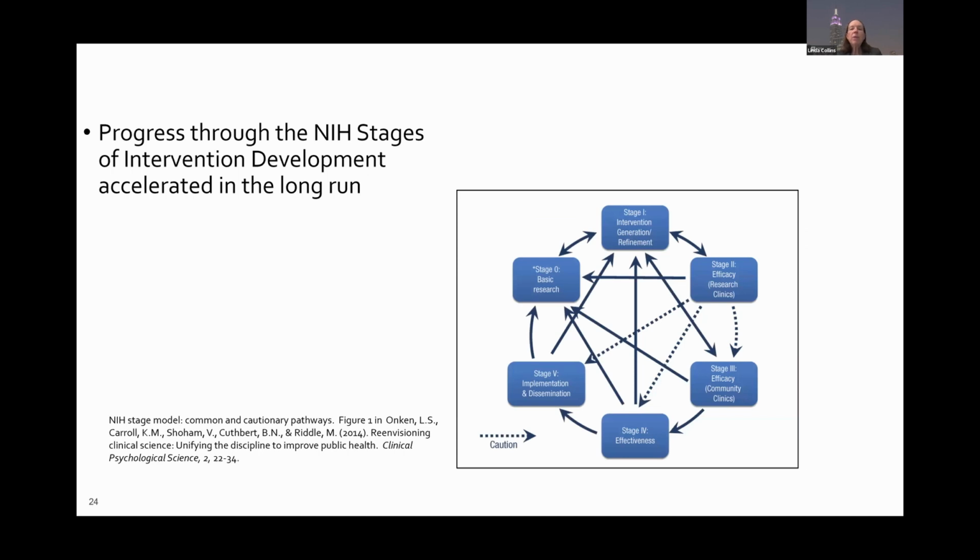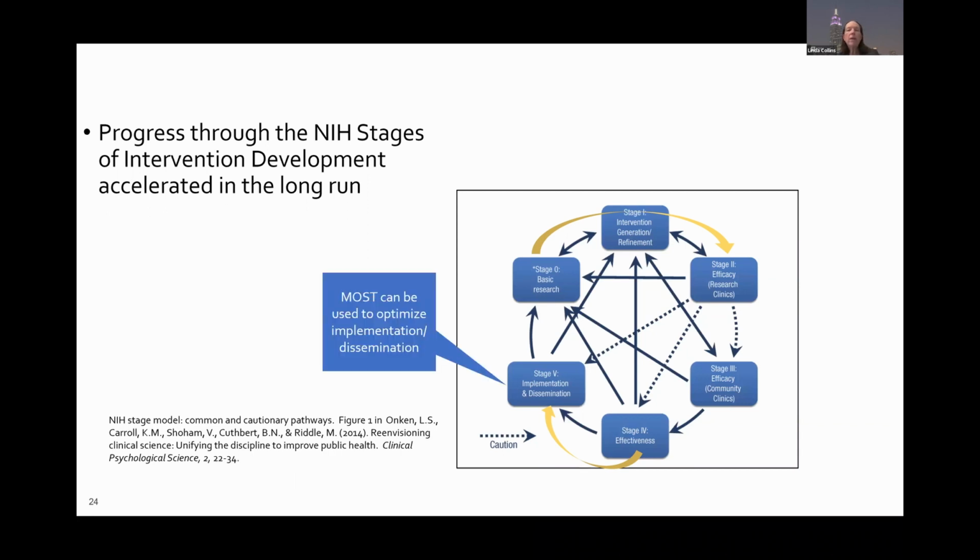I would say the progress through the NIH stages of intervention development will be accelerated in the long run. And in the long run, we always take the 10 or 15 year view. So I think progress from basic research to efficacy trials would be greatly accelerated. And then from effectiveness to implementation, I think would be accelerated because interventions that would be developed would be much closer to being implementable, scalable. There wouldn't have to be a long process to establish scalability.